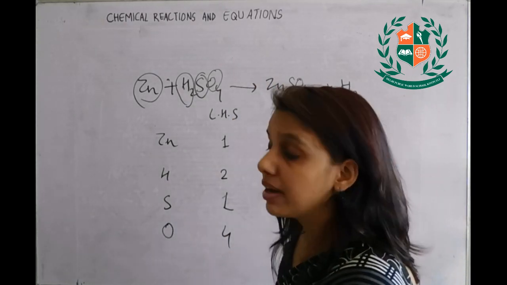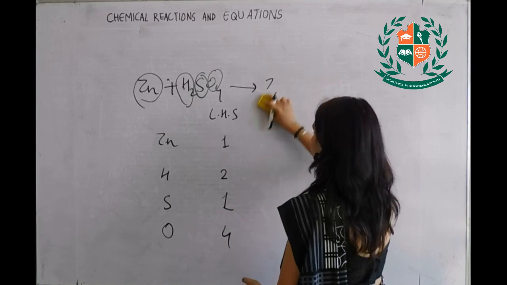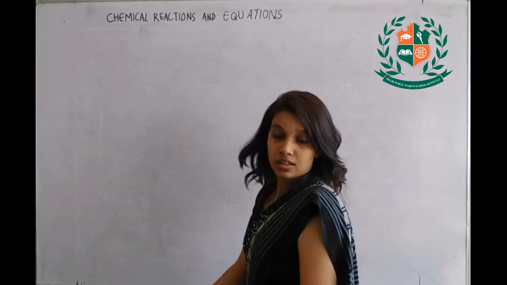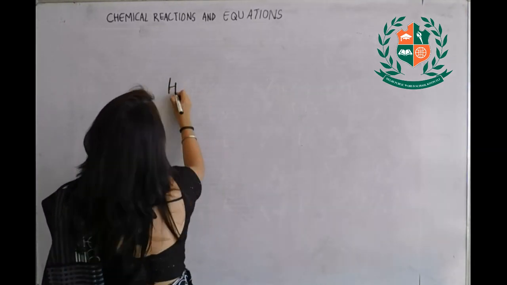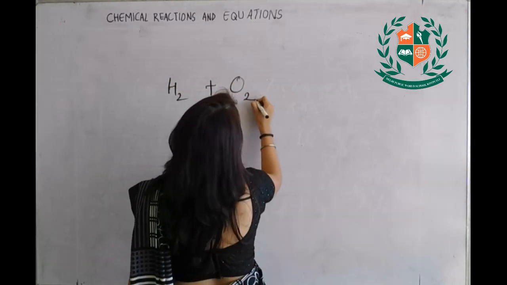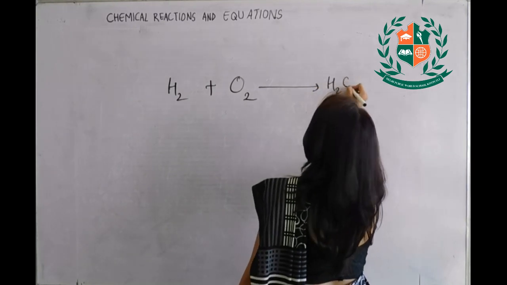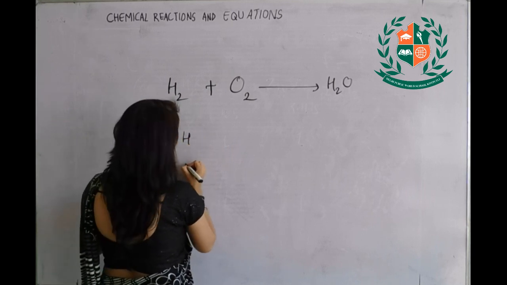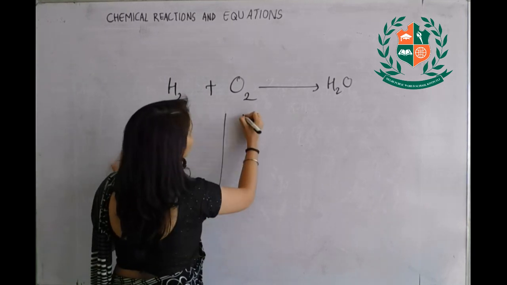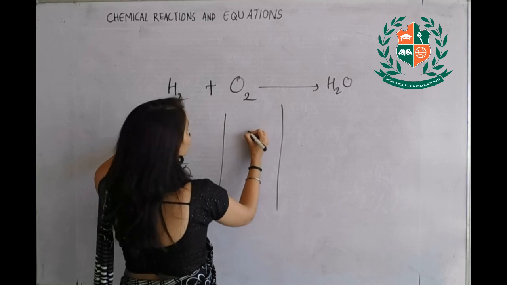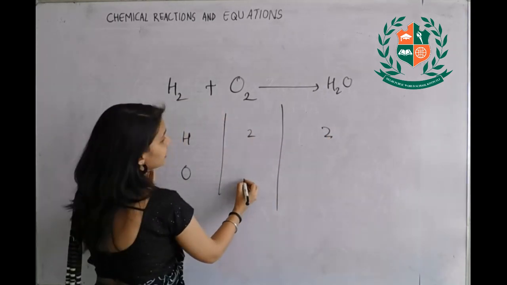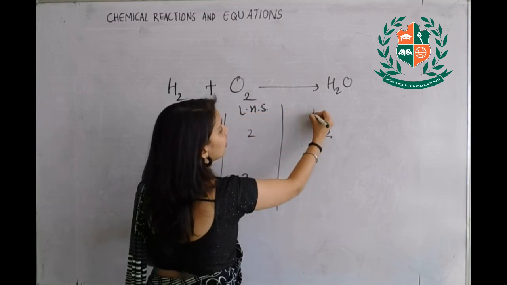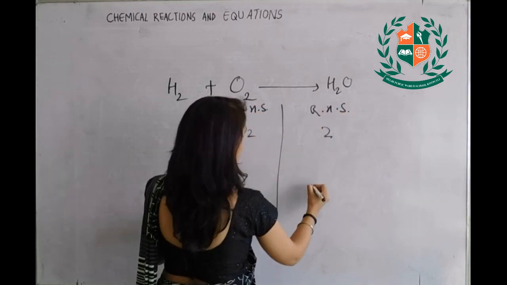Now comes the unbalanced one. H2 plus O2 gives H2O. First, let's count the number of atoms. On the left hand side there are 2 hydrogen and on the right 2. In the case of oxygen, we have 2 on the left hand side and 1 on the right hand side.